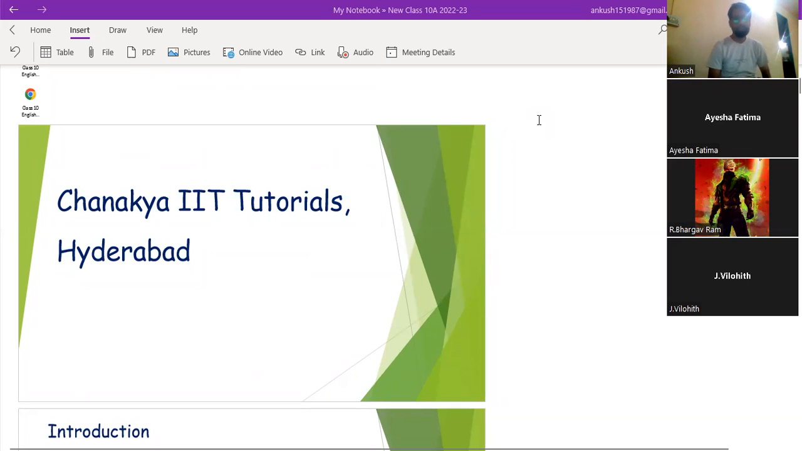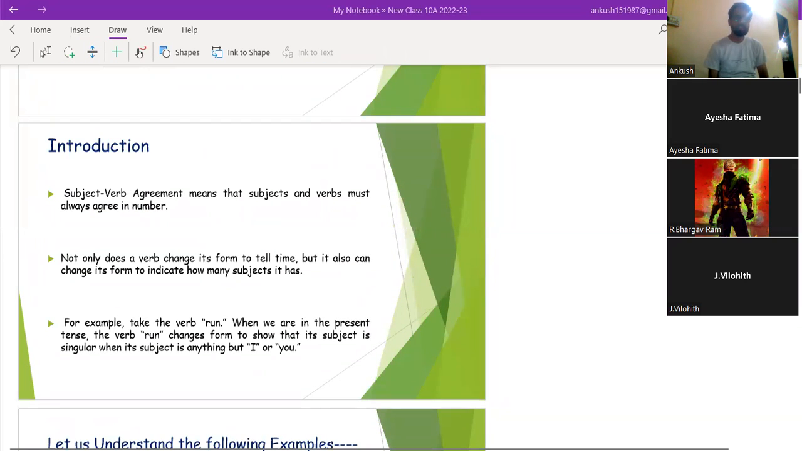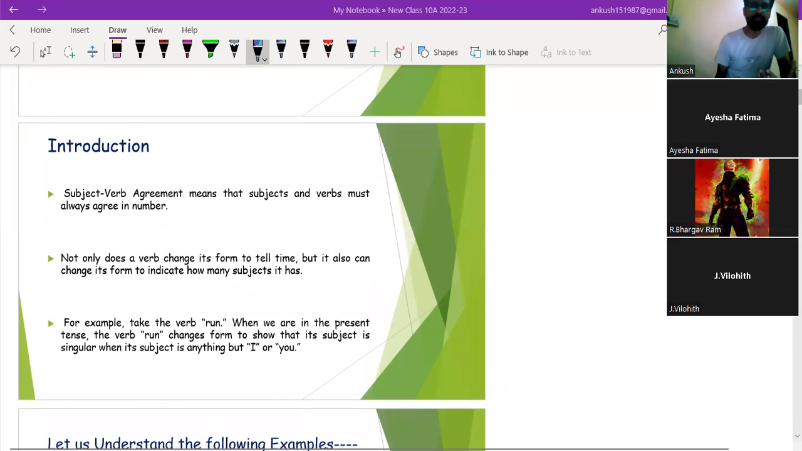So everyone, please be attentive here. We are today going to start with a new topic, and that topic is... What are you saying, sir? I'm saying that today we are going to start with a new topic, and that topic is subject verb agreement. What will we start today? Subject verb agreement. Okay.